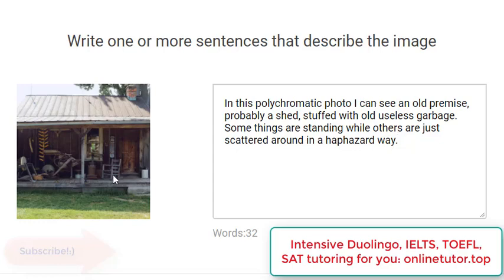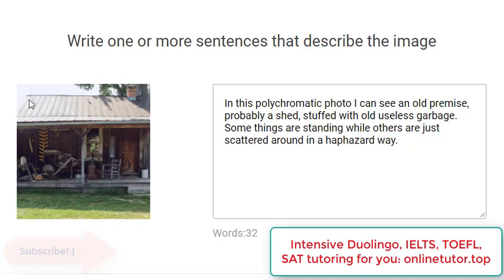Some things are standing. Also, standing is not an ideal word for the objects because they're not people, but anyway. If I wrote something like some things are positioned horizontally, I think maybe the Duolingo algorithm would have liked it more. Some things are standing while others are just scattered around in a haphazard way or haphazard manner. Haphazard just popped up in my mind, so this is a nice way. Chaotic, haphazard, yes.